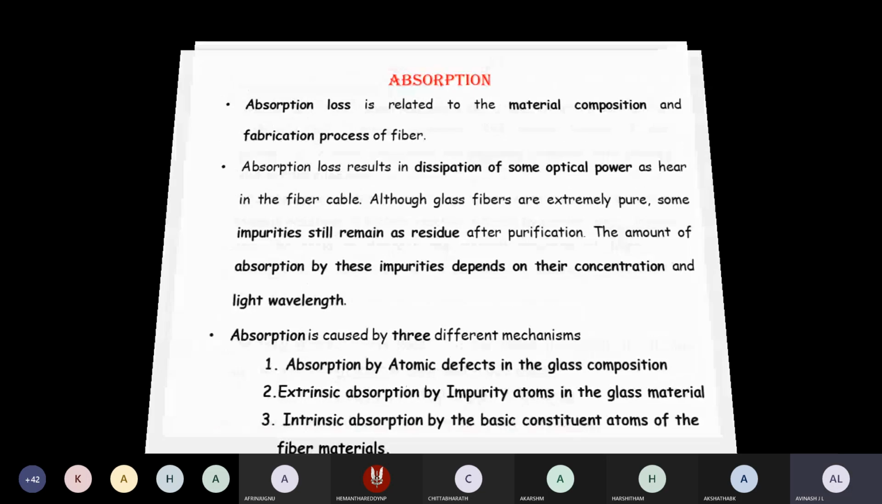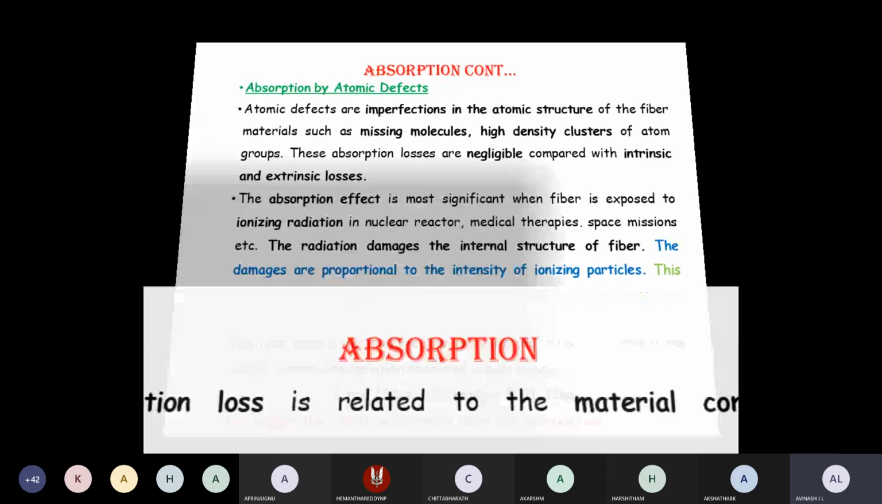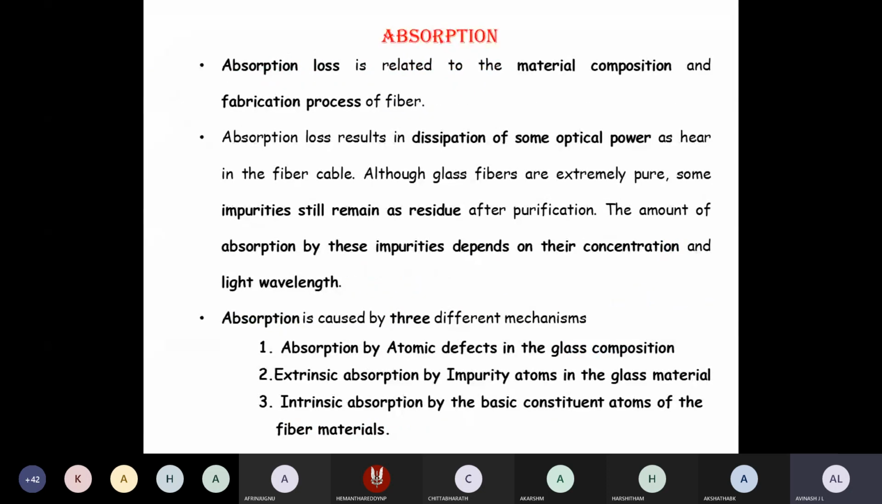So now, absorption by atomic defects. These 3 points you have taken, I think. If you have not taken them, I give you 1 minute of time. Please make a note of it. Then we will go on understanding what is the absorption by atomic defects.